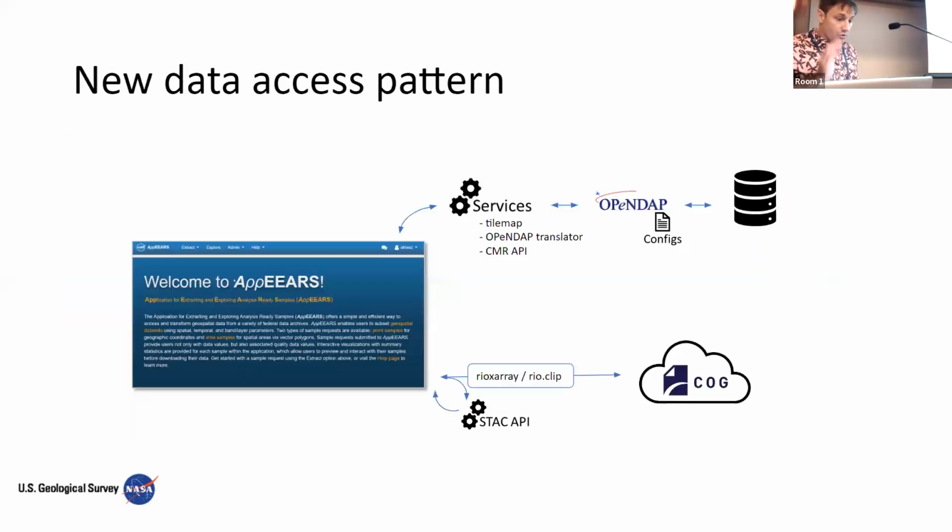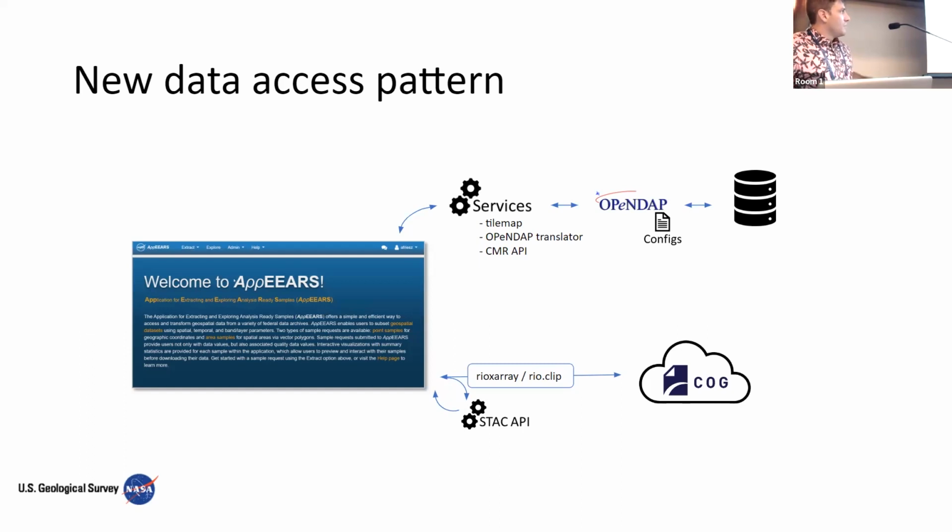But we've started to work with at least COG files that we have been asked to introduce. The Harmonized Landsat Sentinel data collection hosted by the LP DAAC has been integrated recently into AppEEARS. We're also dealing with some other COG files through ECOSTRESS and also through a USGS collection called the Landsat Analysis Ready Data.